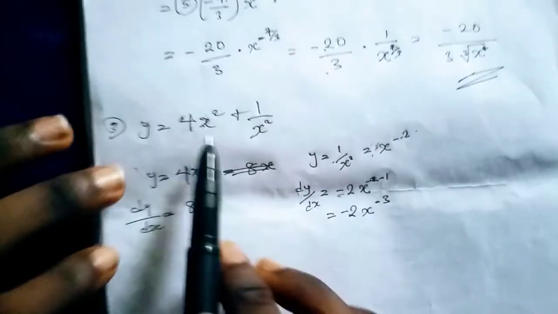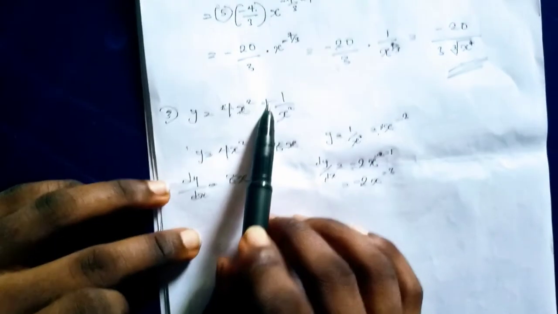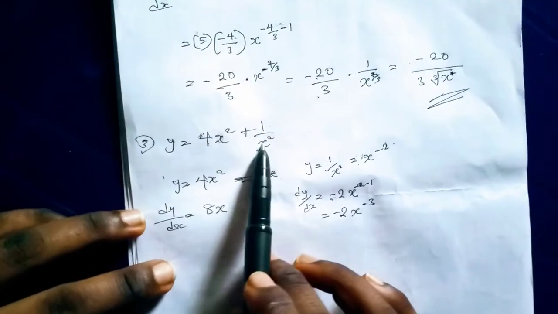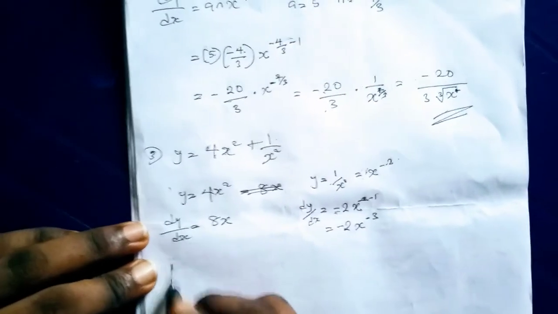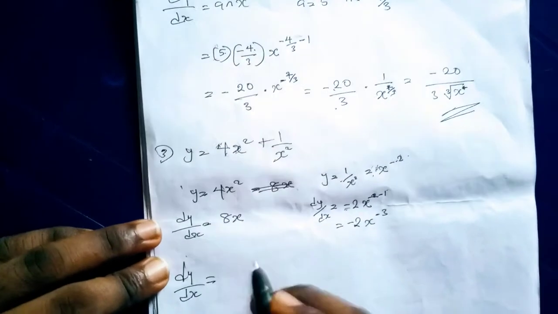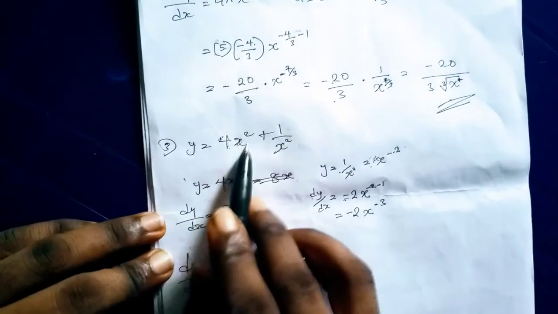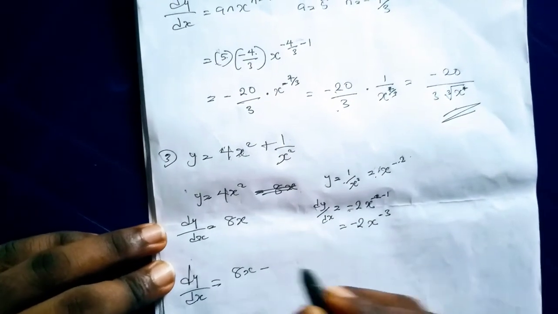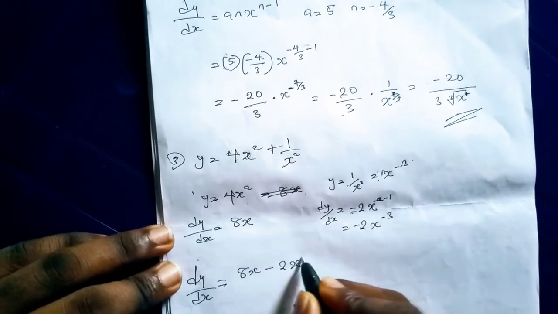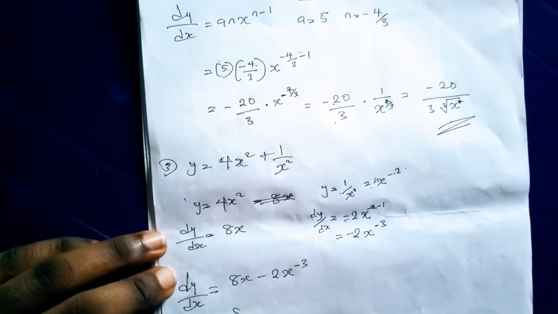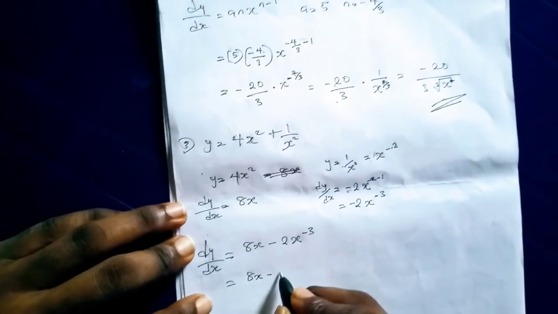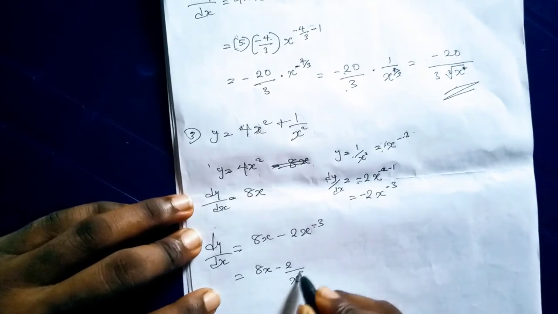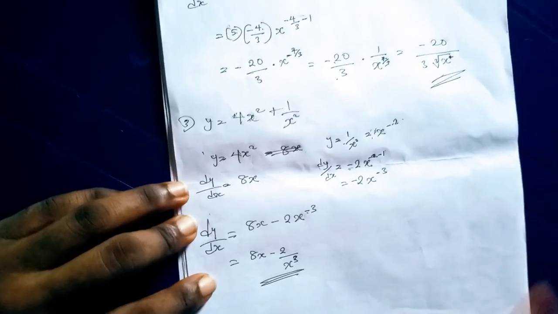And now, putting this together, our sign here will change because the derivative of this is no more positive. So our dy/dx is simply equal to 8x, which we got from this, then negative 2x raised to power negative 3, which we can rewrite as 8x minus 2 divided by x cubed. And this is our answer.